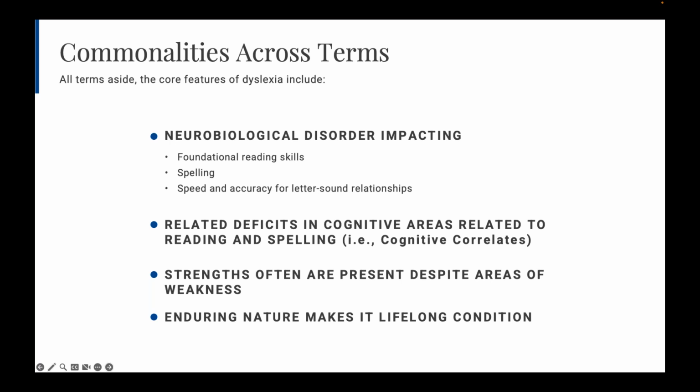As I mentioned before, you also will see a commonality across the terms in terms of cognitive correlates, so deficits in cognitive areas that are related to reading and spelling, and we'll talk a bit about those. You also may see strengths that are often present in somebody's score profile, despite areas of weakness in the primary and secondary areas of reading and spelling. And one other point that I will highlight is that dyslexia does have an enduring nature that all of these terms acknowledge, that makes it a very lifelong condition. But despite this, interventions can be used to reduce its impact on a child's functioning.